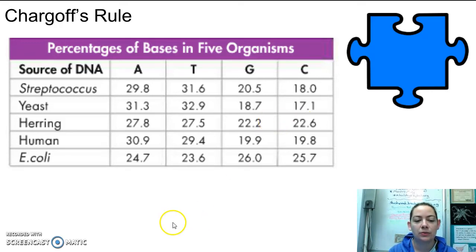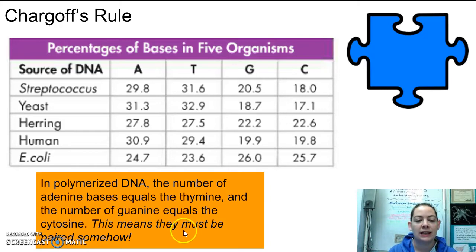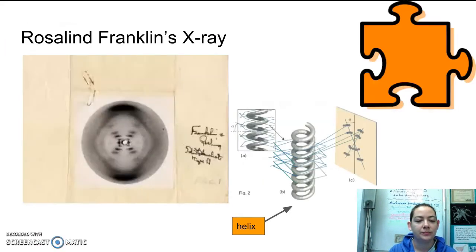So he came up with this rule. Chargaff's rule is that in DNA, the number of adenine bases equals the number of thymine bases, and the number of guanine bases equals the number of cytosine bases. He wasn't sure exactly what that meant, but he knew that it meant they must be paired up somehow. So for every A, you're going to find a T, and for every G, you're going to find a C. So it took a couple more pieces to figure out why this was.